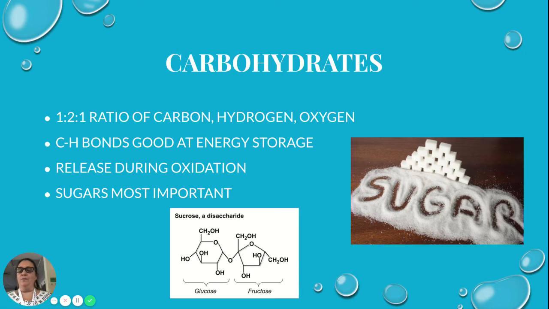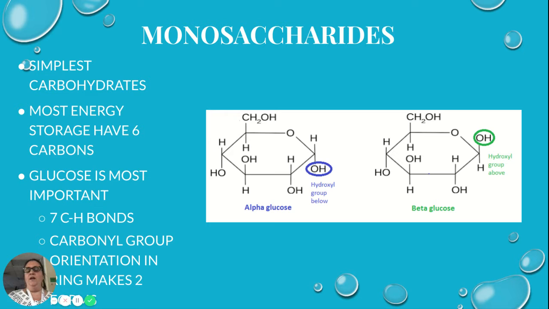But sugars are the most important of the carbohydrates. So the monosaccharides are single sugars. Those are the simplest of our carbohydrates. Most of them have 6 carbons. They have the most energy in their 6 carbon bonds. I should have said that. And glucose is probably the one that we talk about the most and is the most important.